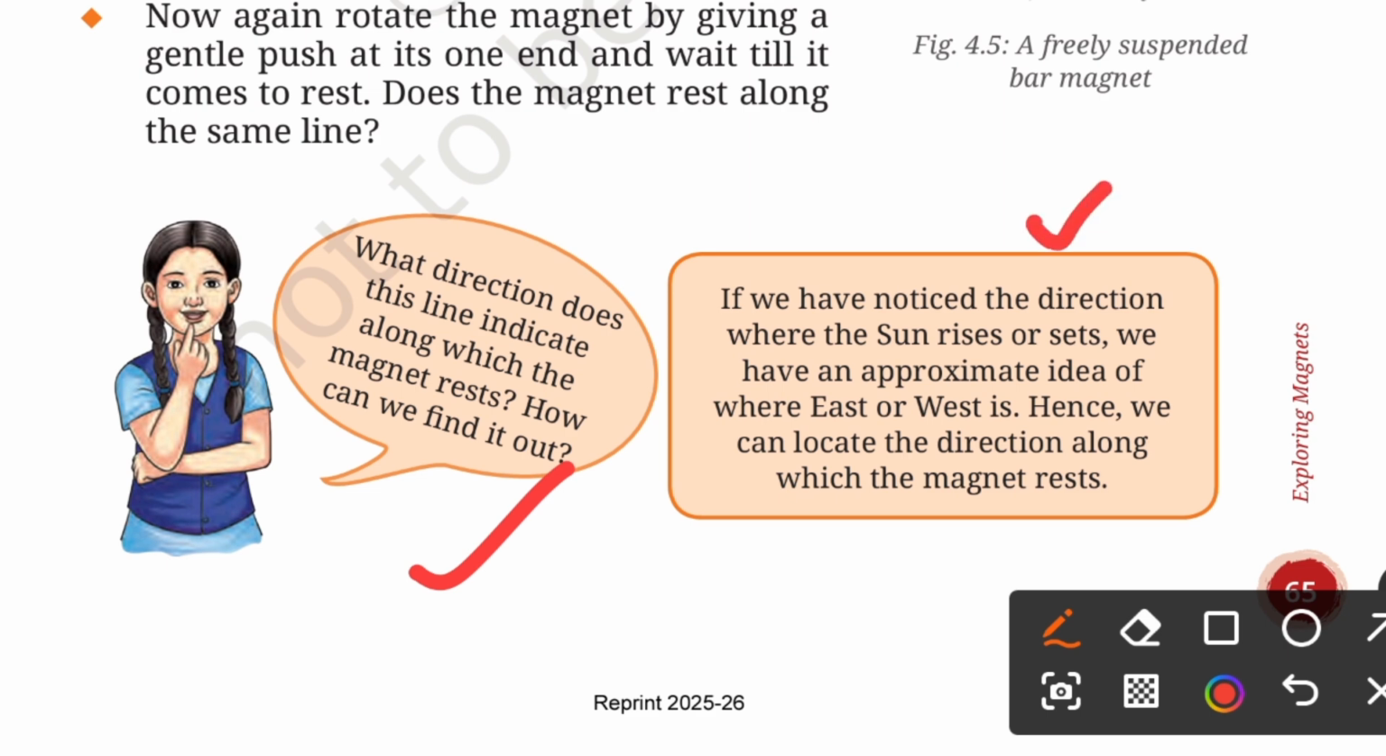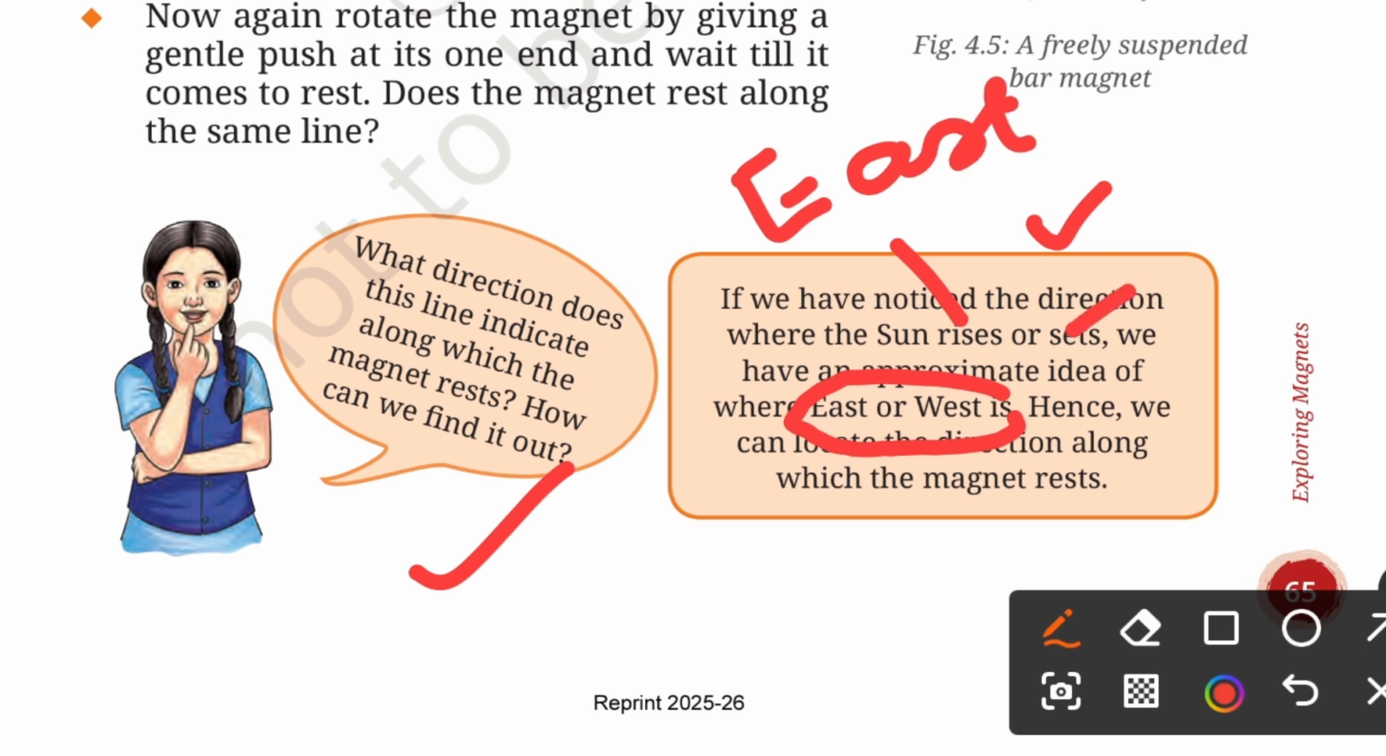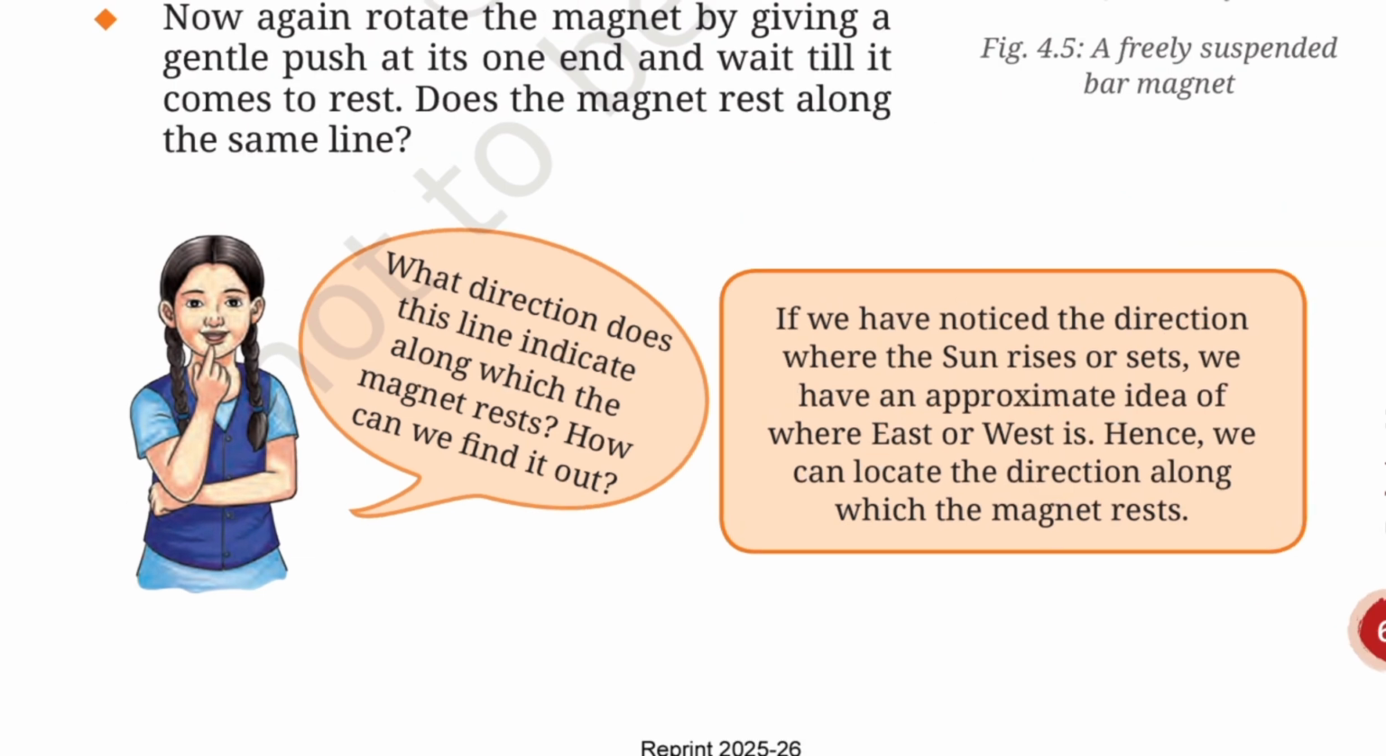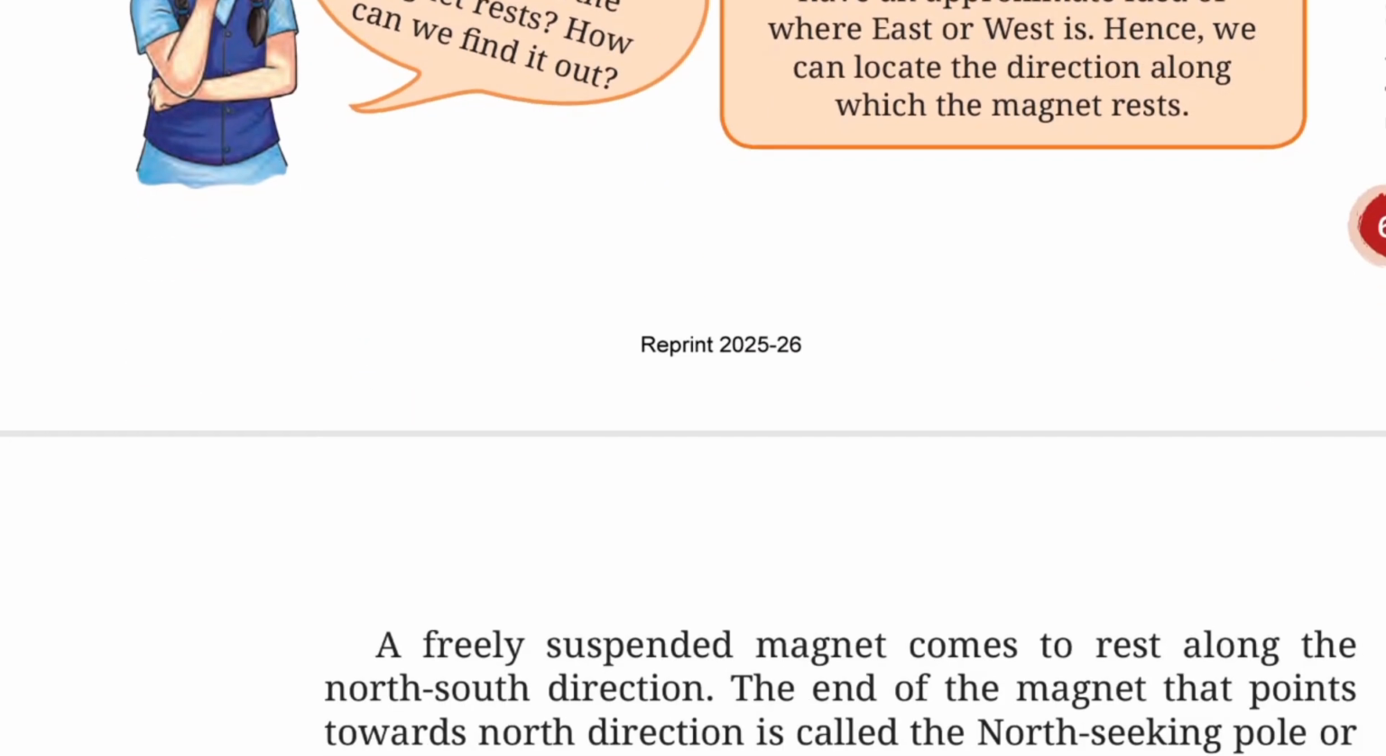If we have noticed the direction where the sun rises or sets, we have an appropriate idea where is east and west. You all are aware that the sun rises in the east and it sets in the west. तो हमें अगर ये डायरेक्शंस पता हैं तो हमें मैग्नेट का डायरेक्शन भी इजीली पता चल जाएगा. Hence we can locate the direction along which the magnets are resting.